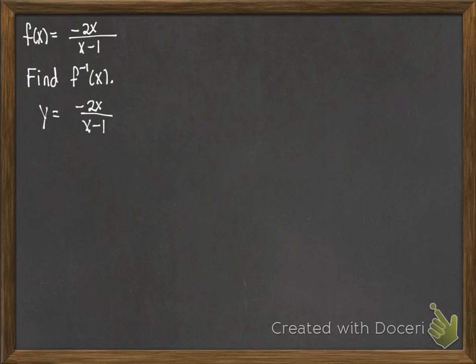We then want to flip-flop the x's and y's. So all the x's become y's, all the y's become x's. So in doing so, we get the equation x equals negative 2y over y minus 1. Sorry, not 2y, it should just be over y minus 1. Apologies.